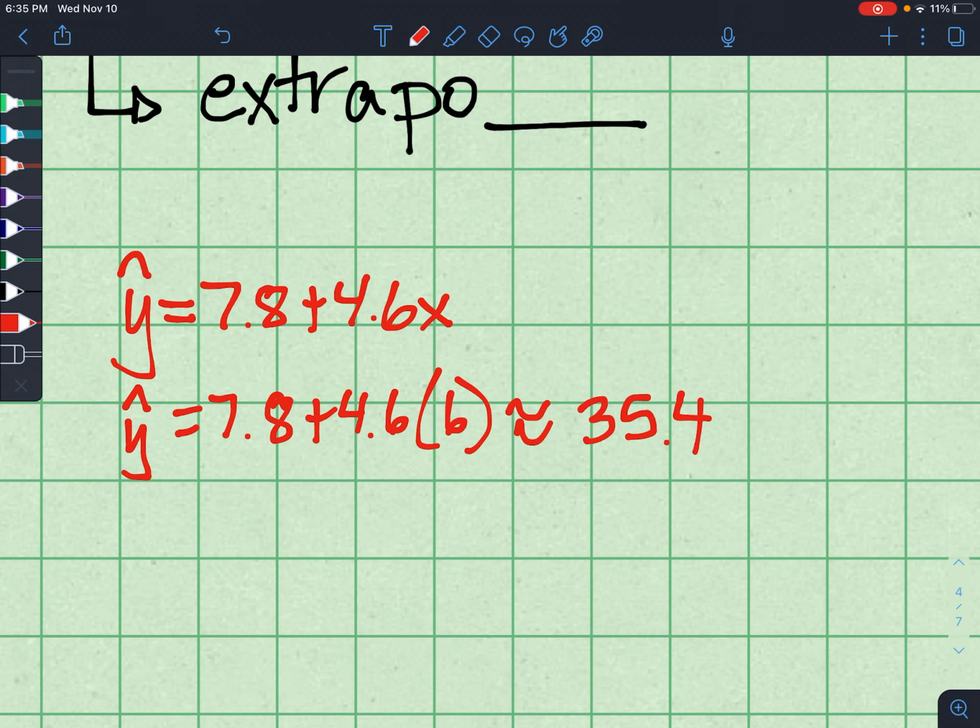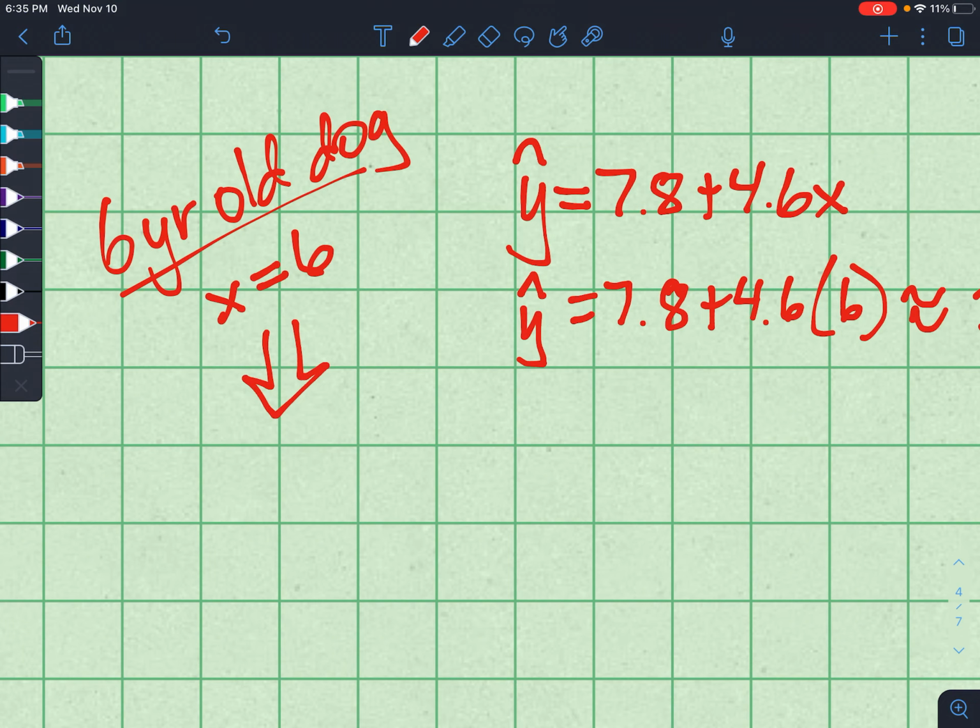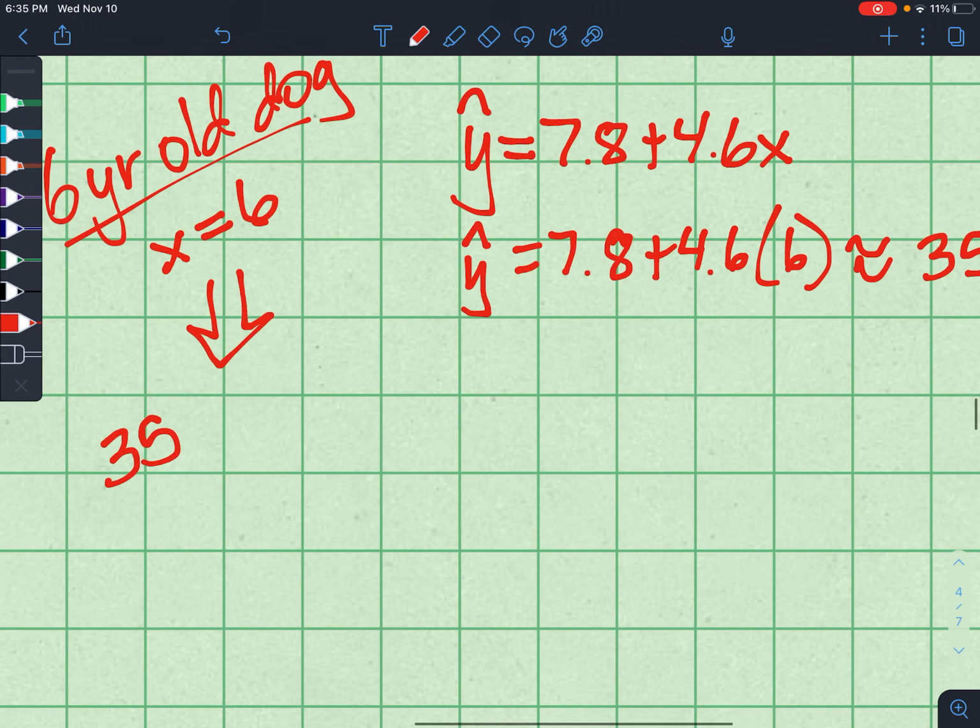I'm just checking that right now, making sure my memory works right. Correct. So we can now conclude that a 6-year-old dog's equivalent age in human years would be a 35.4-year-old person, human.